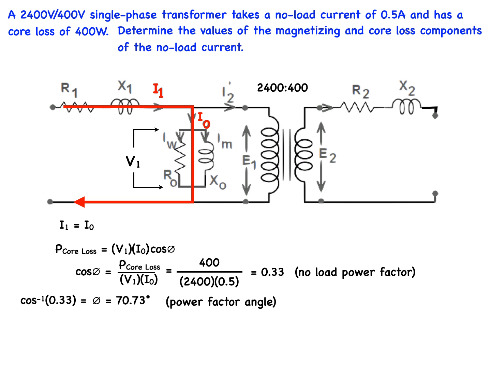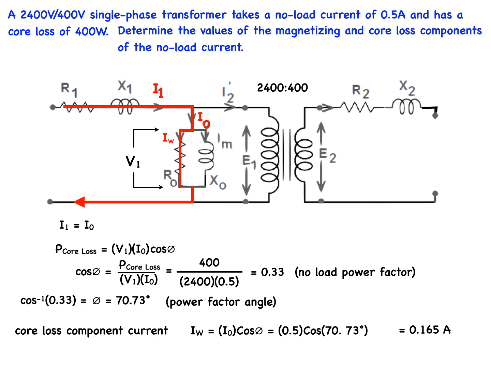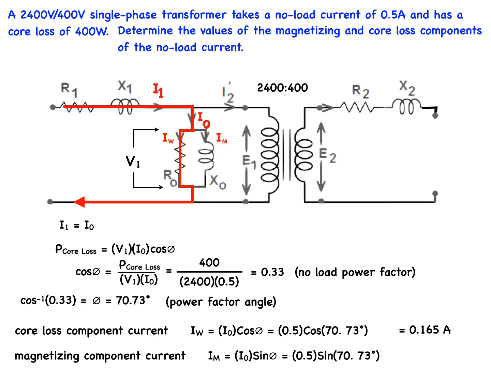The core loss component current is given by I0 times cos theta, and that equals 0.5 times cosine of 70.73, or 0.165 amps. The magnetizing component of the current is given by I0 times sine theta, and that is equal to 0.5 sine 70.73 degrees, and that's equal to 0.47 amps.